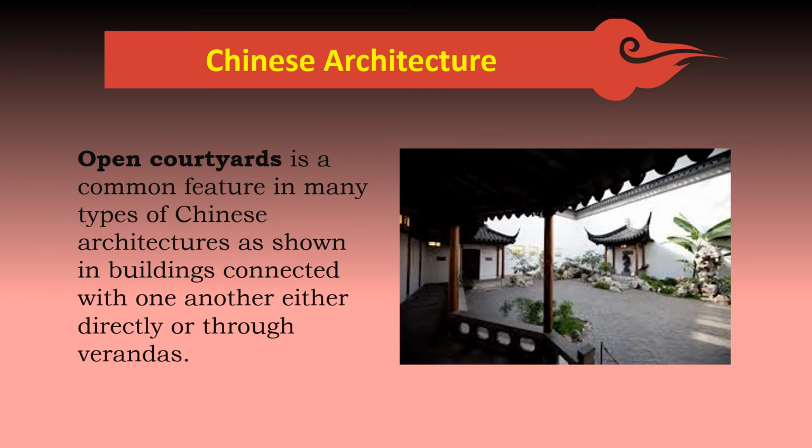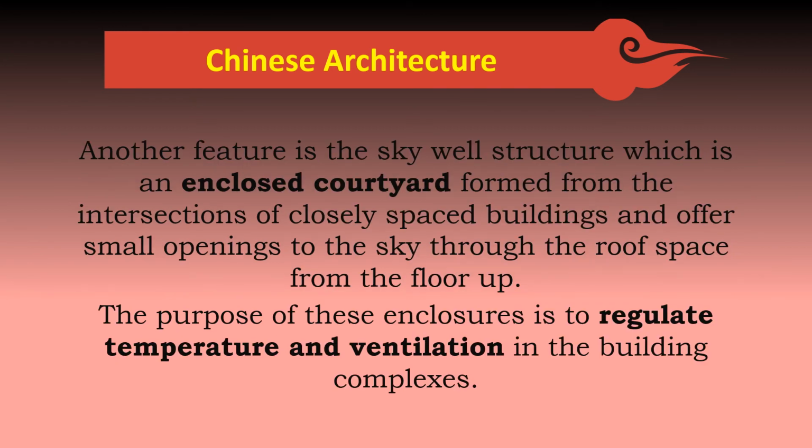Open courtyards are a common feature in many types of Chinese architecture, as shown in buildings connected with one another either directly or through verandas. Another feature is the sky-well structure, which is an enclosed courtyard formed from the intersections of closely spaced buildings and offers small openings to the sky through the roof space from the floor up. The purpose of these enclosures is to regulate temperature and ventilation in the building complexes.